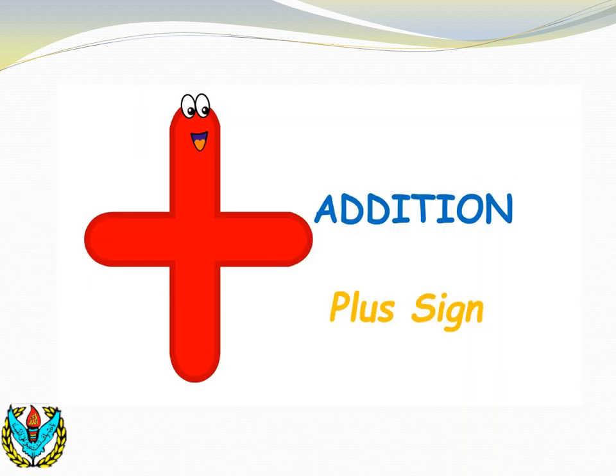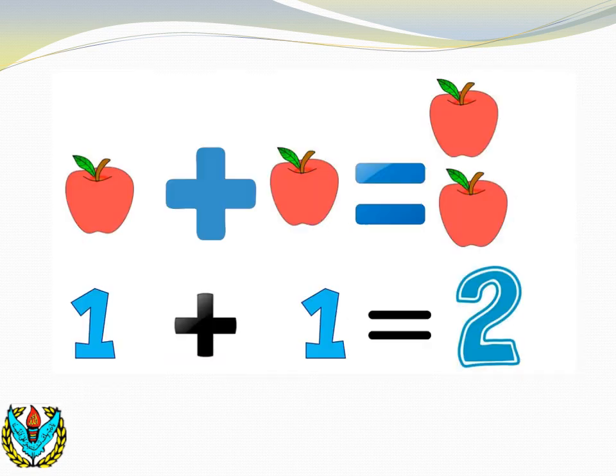This is the sign of addition. We say it plus sign also. You can see some yummy apples. Count with me and add. One apple plus one apple is equal to how many apples you will get? You will get two apples. In the same way, one plus one is equal to two.